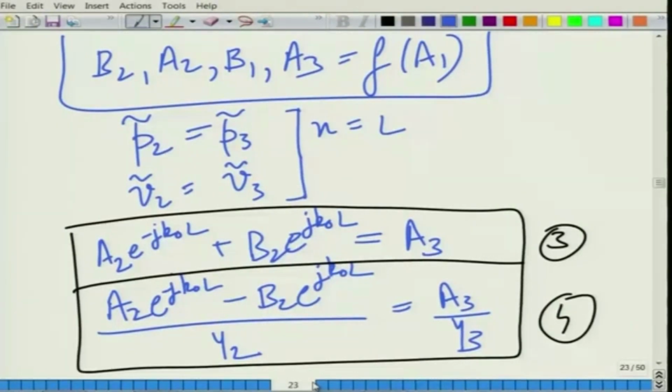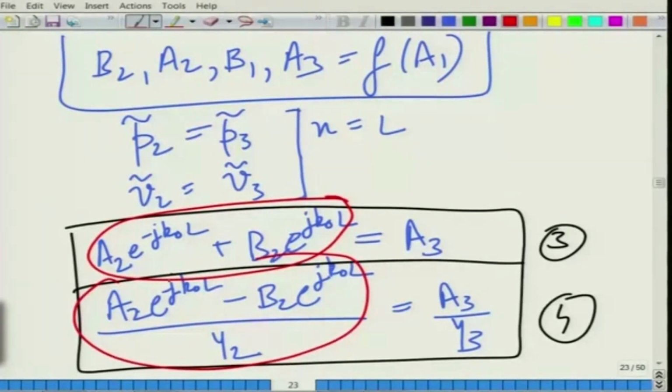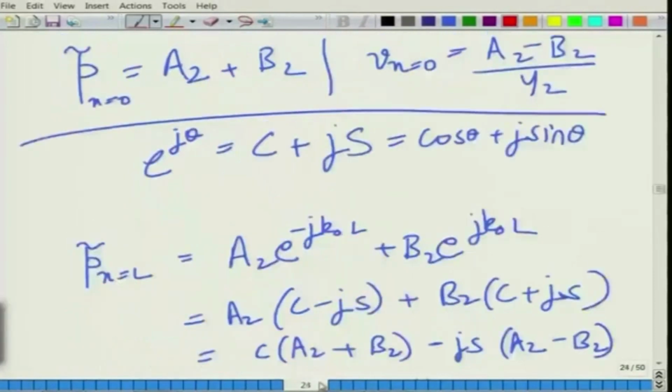So, we substitute that to get A2 into e to the power minus j k naught L plus B2 into e to the power j k naught L, and so on for the acoustic pressure. So, basically we use this expression for the acoustic pressure and the expression below for the volume velocity at section 3.